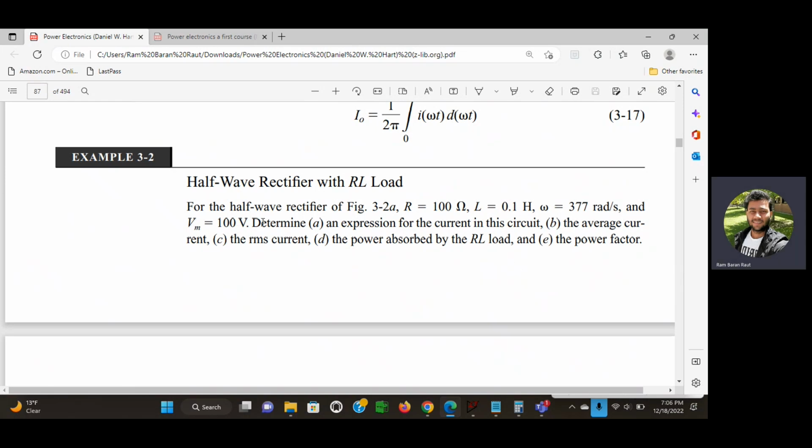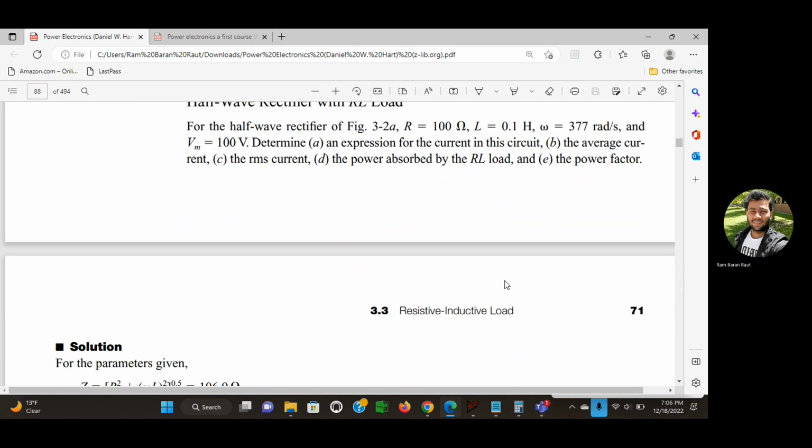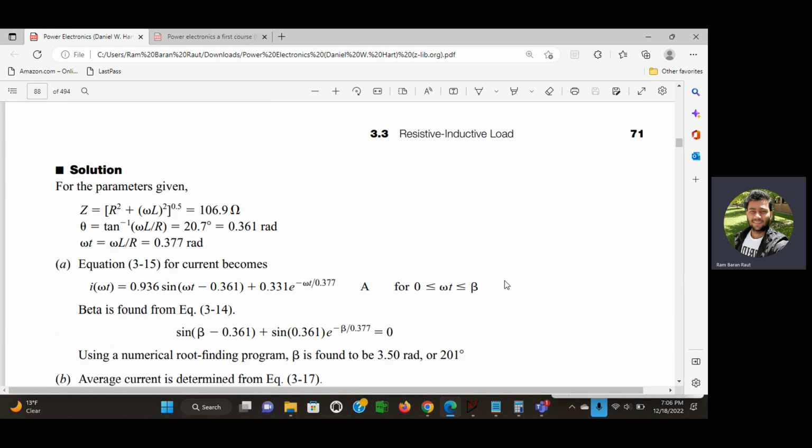Here the peak voltage is given as 100 volt, and we need to determine an expression for the current in this circuit, the average current, the RMS current, the power absorbed by the RL load, and finally we need to calculate the power factor. So here is the solution.